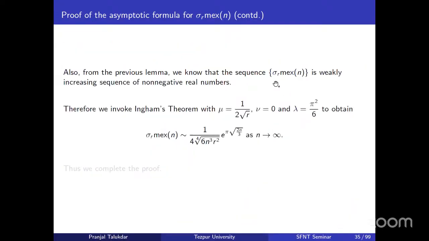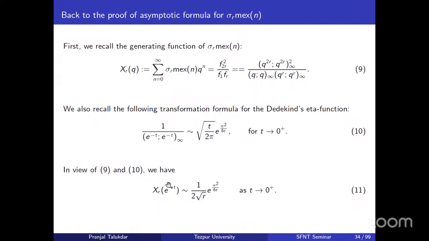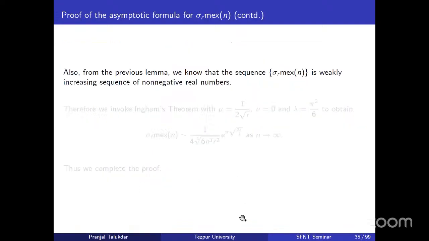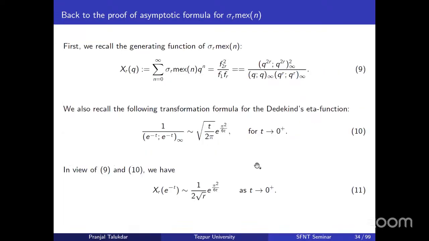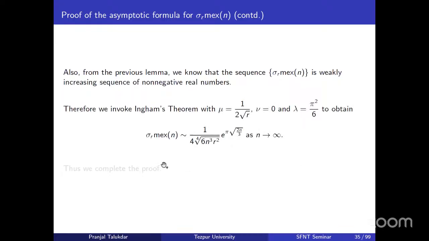And we have already obtained that this sigma max is weakly increasing. So now we invoke Ingham's theorem, because we wish to have something like this one, and this was the assumption. So both have been satisfied. So now we use Ingham's theorem with mu equal to 2 by root r, phi equal to 0, and lambda equal to pi square by 6 based on this. And then we obtain this asymptotic formula for sigma r max.